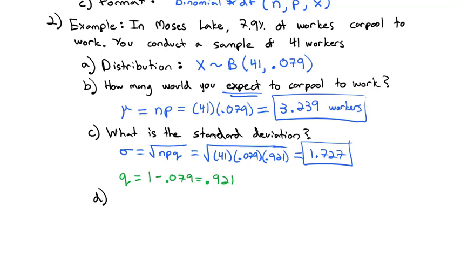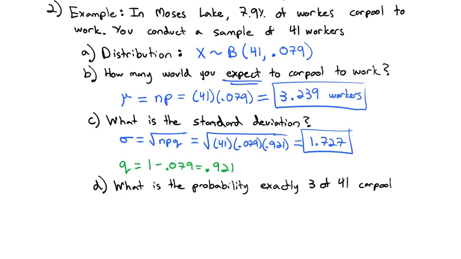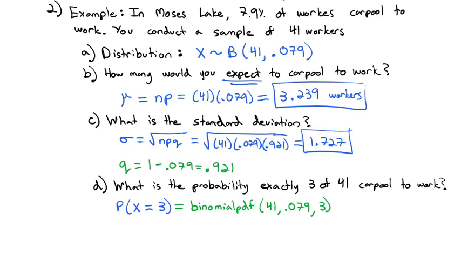But we still haven't calculated any probabilities. So let's do 2 or 3 of these. Let's say, what is the probability exactly 3 of 41 carpool to work? In other words, what's the probability that our x, our number of successes, is exactly equal to 3? Well, because I'm looking for a specific exact number, that is going to be the PDF on our calculator. So on our calculator, we're going to do the binomial PDF. And then we do the number of trials, the probability of 0.079, comma, the number of successes we want, which is 3.